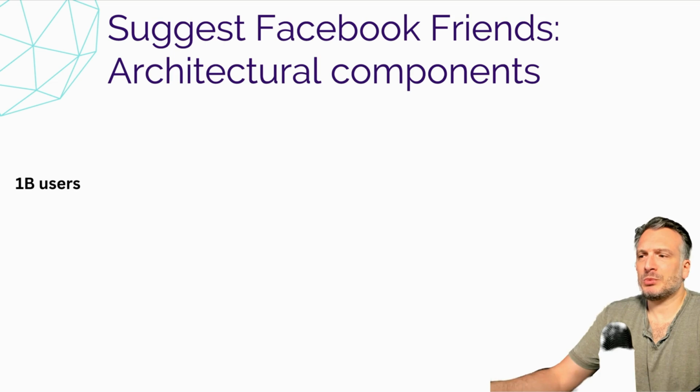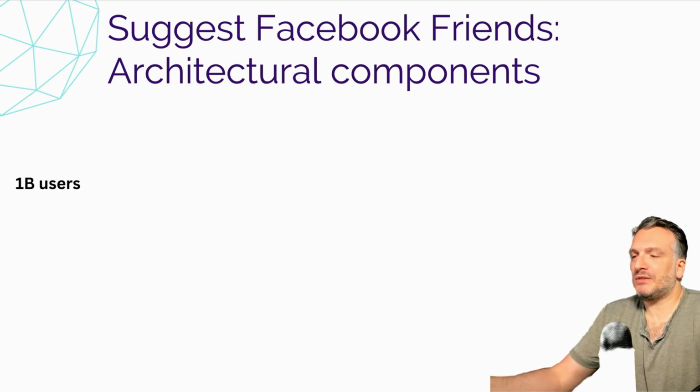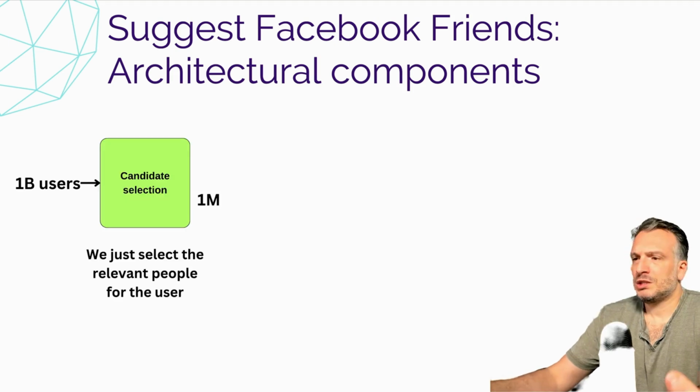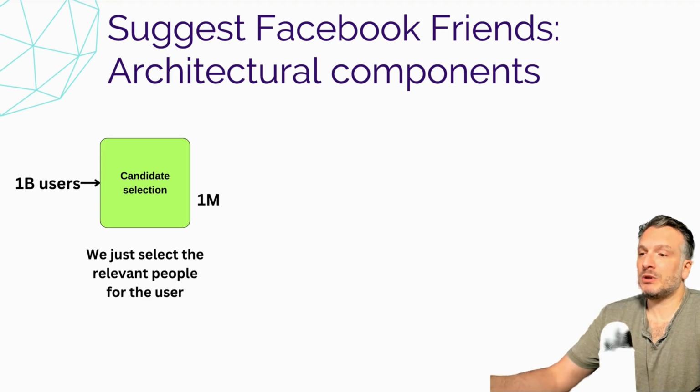So let's think about the process from all the users that are available on Facebook. On Facebook, we have about 3 billion users, so 1 billion daily active users. So how do we move from 1 billion active users to, let's say, 100 users presented on the screen? There's the first step that needs to happen. We need to have a candidate selection step. We just select the relevant people for the user.